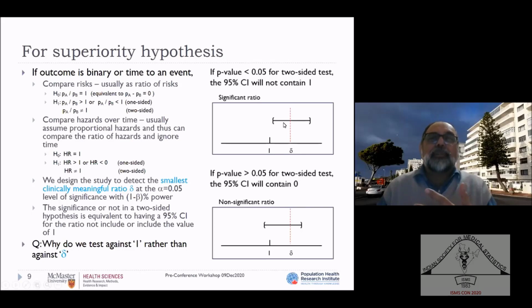And so we look at the two-sided superiority hypothesis as completely equivalent to looking at whether the 95% confidence interval includes the null hypothesis value or not. And I assume everybody is fine with that.